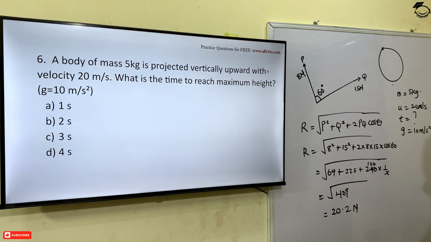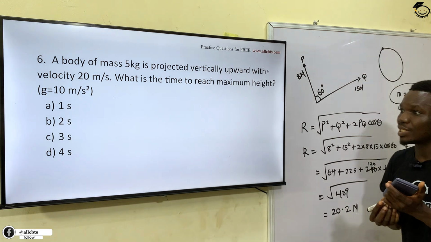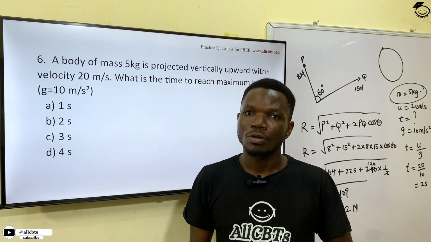Now we know that the time it takes for a body to reach maximum height is equal to the velocity of the body over the acceleration due to gravity. And if my t is equal to u over g, this is the same thing as saying that my t is equal to 20 divided by 10, and that will give me 2 seconds. Please note that the mass is not needed to find the time it will take the body to reach maximum height. So it means that the answer to this particular question is 2 seconds, which is option B.